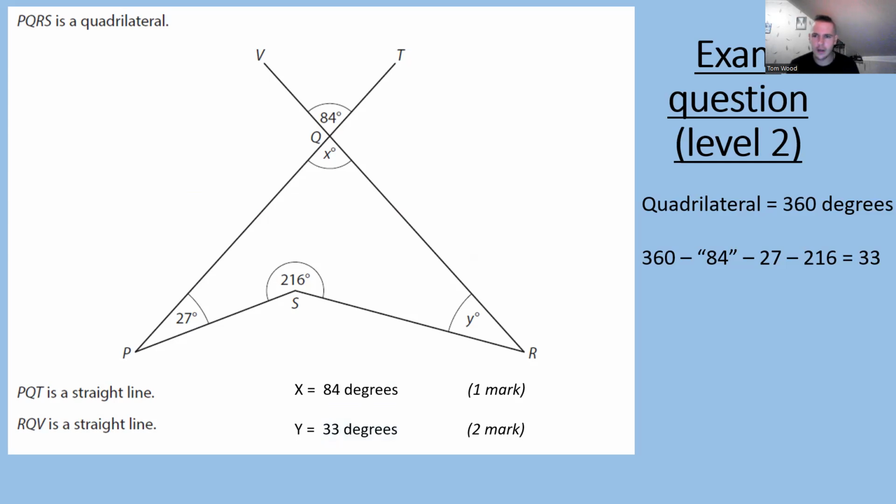So again, it does look a bit intimidating, and some of these questions can, but they are all based on the very simple premises of things. It's just, triangles 180 degrees, right angles are 90 degrees, quadrilaterals 360 degrees, straight lines 180 degrees. If we can just remember those kind of facts, then you'll be absolutely fine.